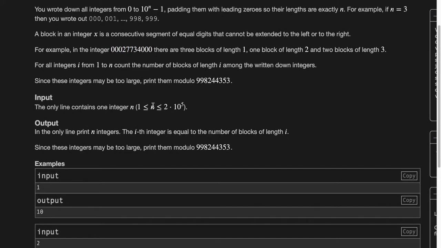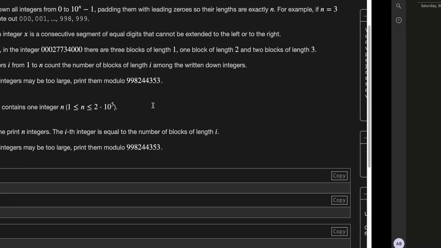The way we can solve this is, first of all, let's see what happens for n equal to 1. If n is equal to 1, we have only this place to fill. We can have 10 options, that is 0, 1 up to 9. So the answer is 10 options.